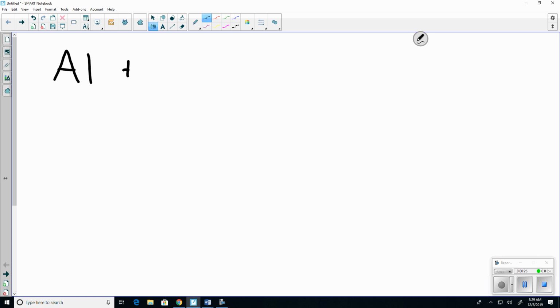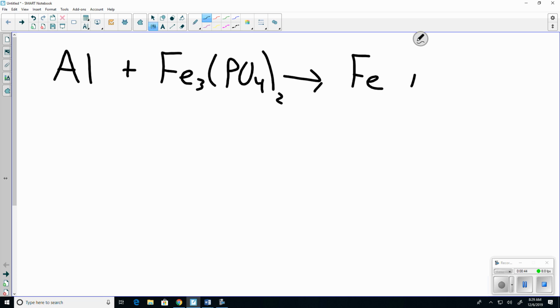Here's aluminum. It was iron 2-phosphate, so Fe3 (PO4)2. It's a single displacement. The aluminum and the iron are going to trade places. That means I'm going to get iron and aluminum phosphate as my products.